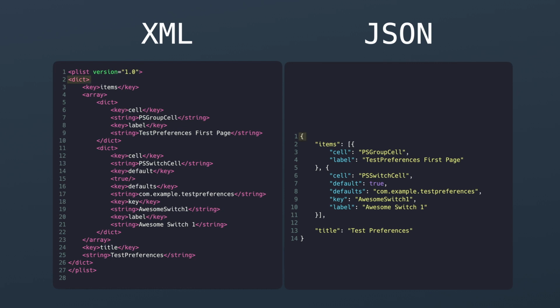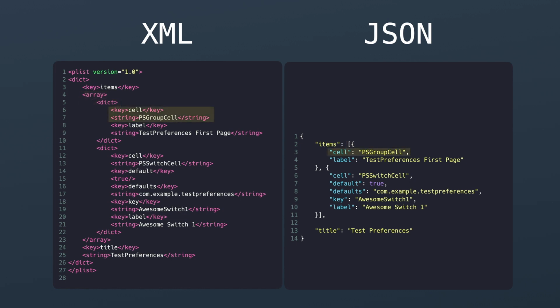So starting from the top, you can see that this is one large dictionary, and it has two elements inside of it. The first one is items, and items holds an array of dictionaries. I know this got confusing really fast, but it's really simple if you look at the JSON side. Now inside of that array, there's a dictionary, and that dictionary has two values. It has cell and label.